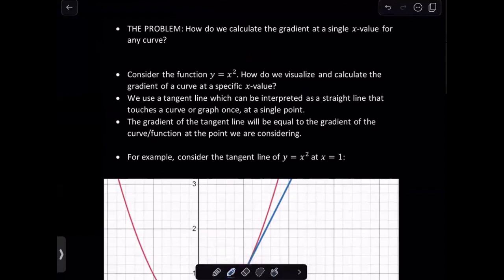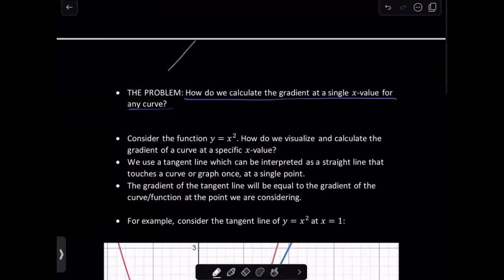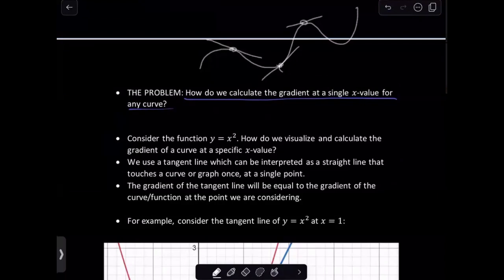So the problem is this. How do we calculate the gradient at a single x value for any curve? When I say curve in this sense, I'm not just talking about straight lines this time. I'm talking about curves that look like this, curvy curves. How do I calculate the gradient at this point, or at that point, or at that point? What are the gradients at these points here? Because it's no longer a straight line.